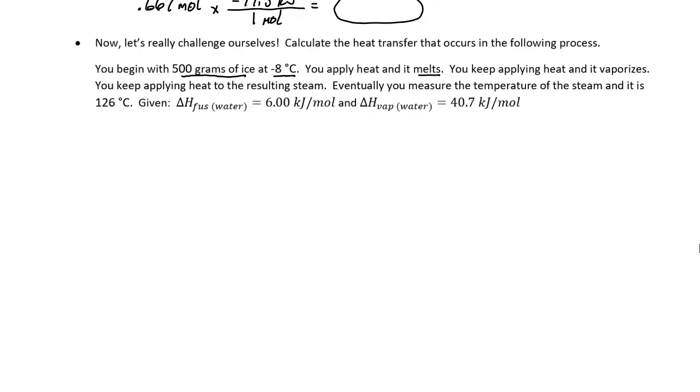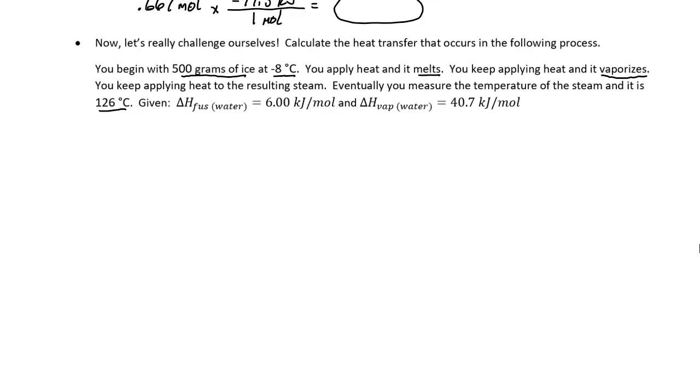We keep applying heat. The temperature rises, and when the water reaches 100 degrees Celsius, which is the boiling point, it is going to vaporize. We continue applying heat to the resulting steam, and eventually when we take the final temperature of the steam, we find out that it has risen all the way up to 126 degrees Celsius. What is the total heat transfer in this entire process?